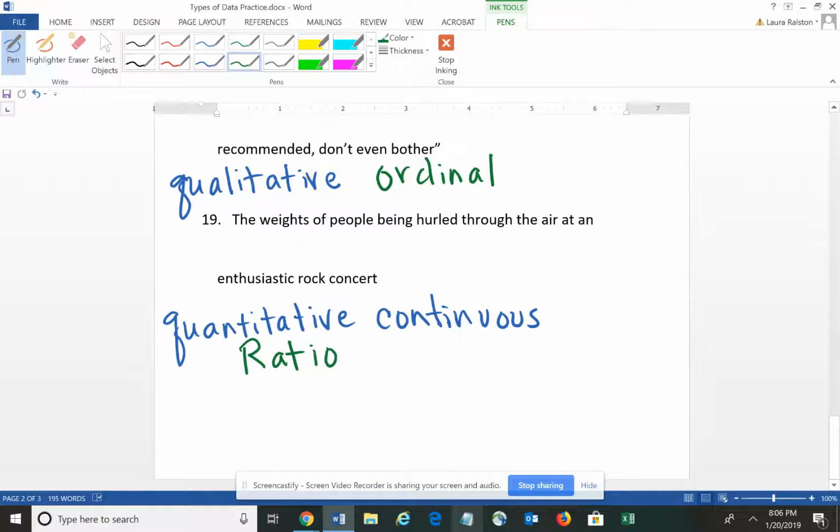Number 14, Consumer Reports magazine ratings of Best Buy, recommended, and not recommended. Okay, so the responses you're going to get when they conducted this survey, even though it's considered a rating, are words, which means it is qualitative. But in this sense, you do have a sense of ranking, because not recommended is worse than recommended and recommended is worse than Best Buy. So this is going to be ordinal.